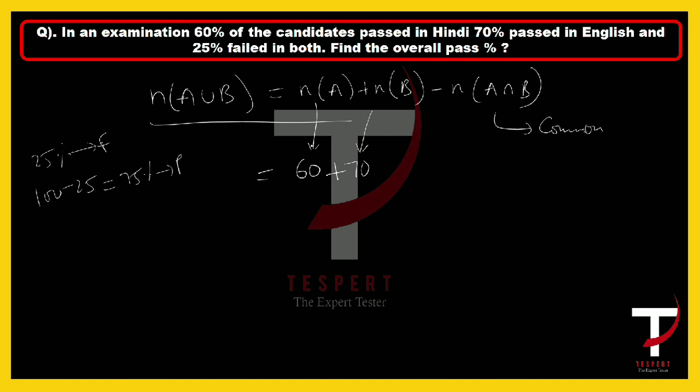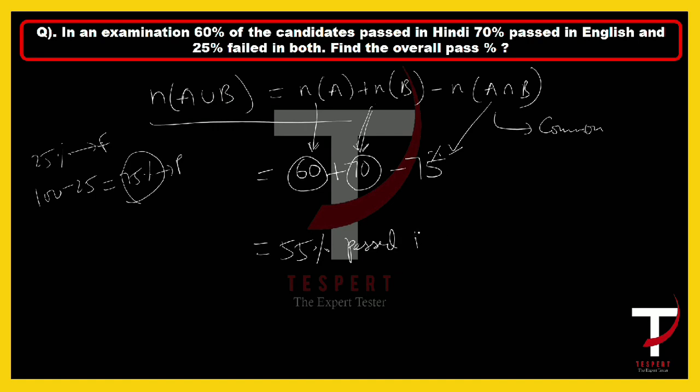So here we took 60% as the pass percentage. n of B also we took as the pass percentage. We must also take the common part as the pass percentage, not the failed percentage. Here 60 is the pass percentage of only Hindi, 70 is the pass percentage of English, but 75% is the common part of both Hindi and English. Okay, 60 plus 70 minus 75, which is equal to 55% passed. 55% of the candidates passed in both exams. This is the overall pass percentage.